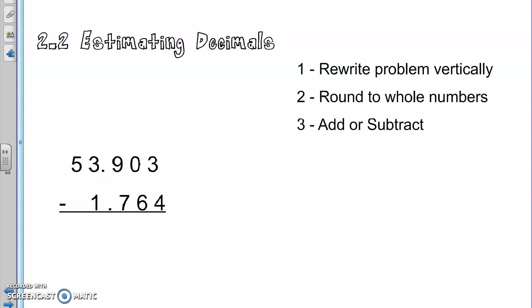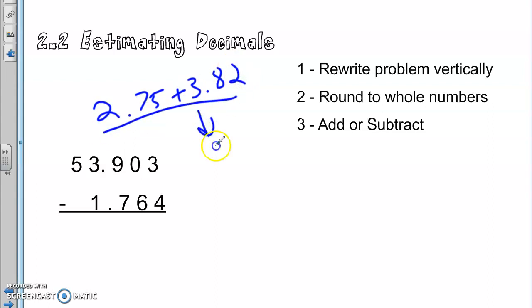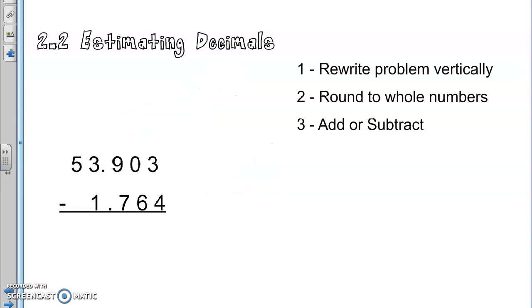If you had a problem that looked like this, you know, this is horizontally. You'd have to rewrite it as, this is what I mean by rewriting vertically. We'll come back to that problem later. So now that step 1 is done, this is already vertical. You're going to round to the whole numbers, okay?